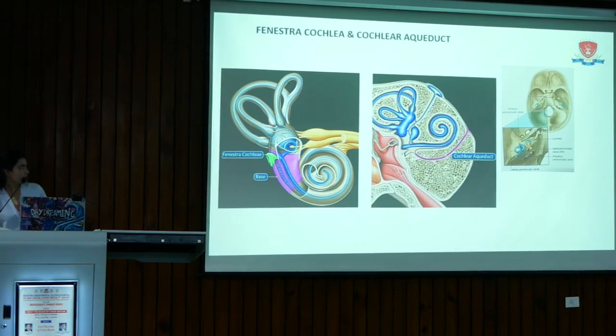At the basal turn of the cochlea, the scala tympani presents 2 features: the fenestra cochleae and the cochlear aqueduct. The fenestra cochleae leads into the tympanic cavity below and behind the promontory, while the cochlear aqueduct lets the perilymph of the cochlea communicate with the cerebrospinal fluid of the subarachnoid space.